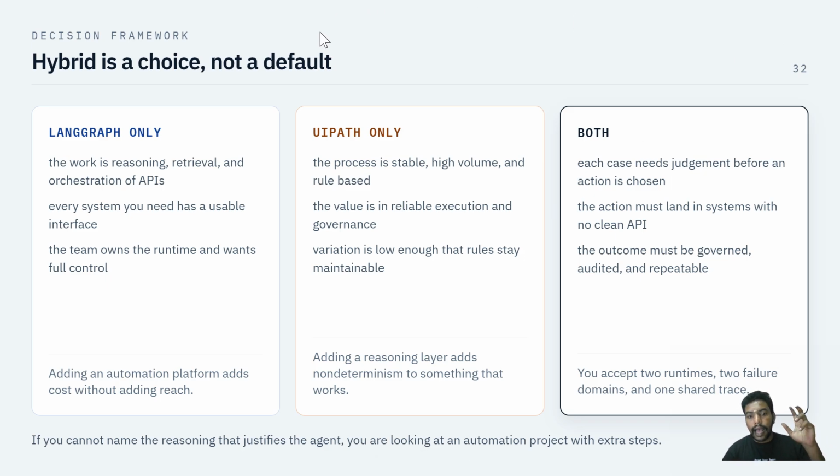Let's take some examples. Document processing is often the LangGraph-only answer. High volume invoice posting with stable rules is usually the UiPath-only answer. Exception resolution, where you started this session, is the genuinely hybrid one. So combine the two only when judgment and hard-to-reach execution are both genuinely required.